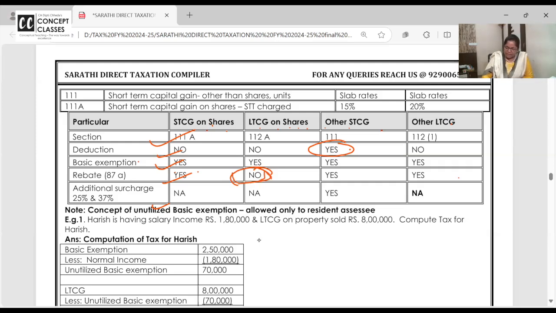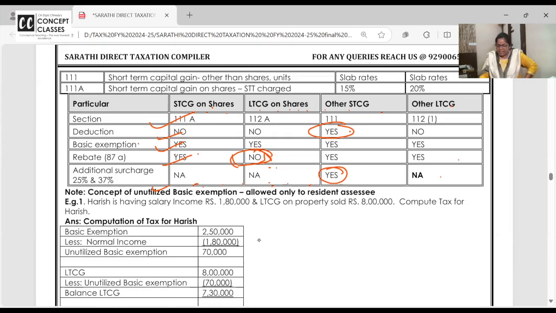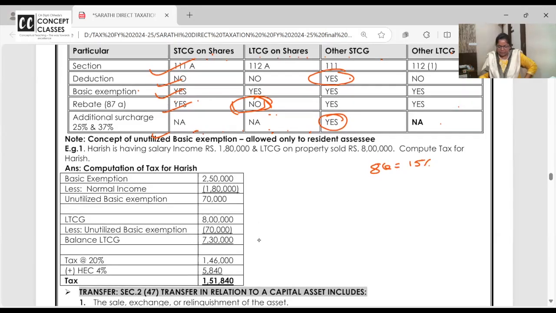From long-term capital gain you don't give a rebate, long-term capital gain on shares. And additional surcharge rates are not applicable anywhere except short-term capital gain, other short-term capital gain. I know it will take time to learn, but it's easy. Short-term capital gain on shares, long-term capital gain on shares, and other long-term capital gain, in these three additional surcharge rates don't come. That's 25% and 37%. Even if your income is 8 crores, it will be highest 15%. Okay.